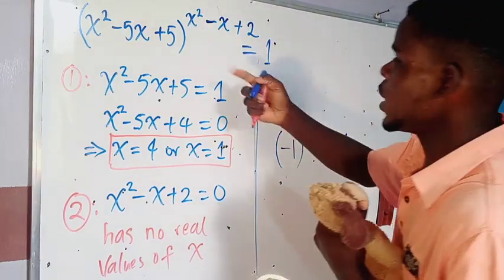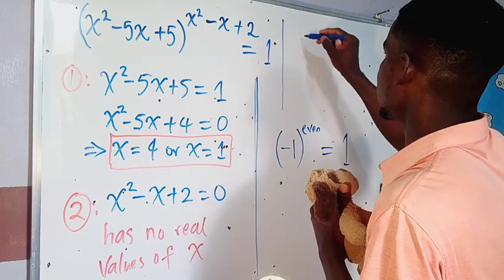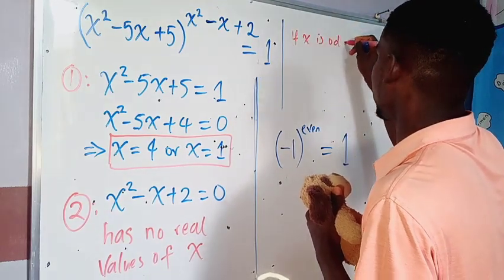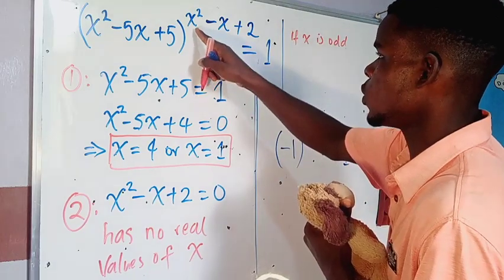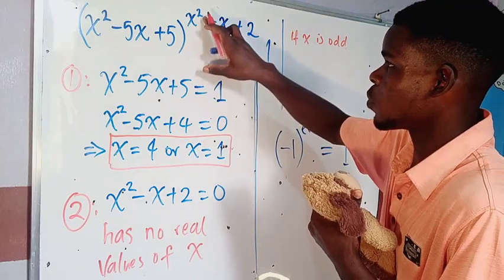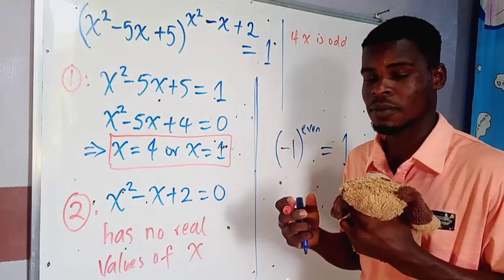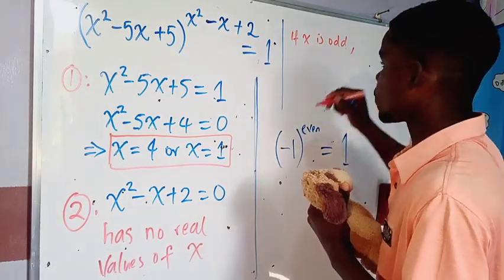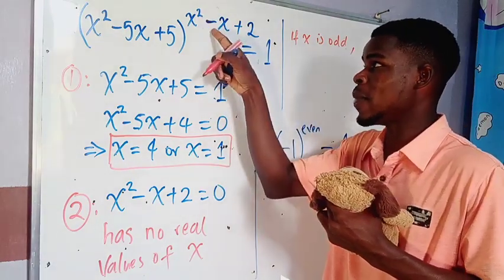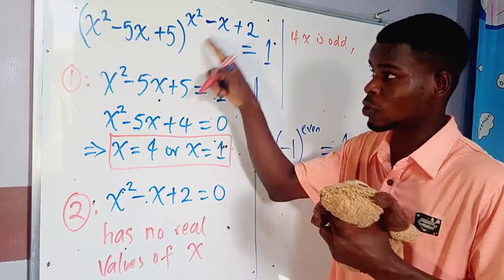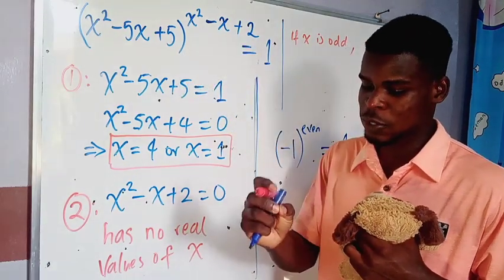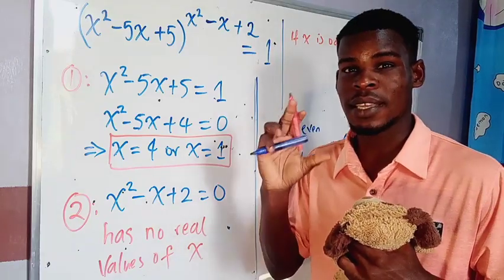Okay, so let's see. So let's say x is odd. We want to see what happens. So you see, this is x squared. Well, when you raise an odd number to power 2, the result remains odd, right? So if x is odd, x squared remains odd, minus an odd number, because x is just odd. So if you have an odd number minus an odd number, well, when you subtract an odd number from an odd number, the result remains even.